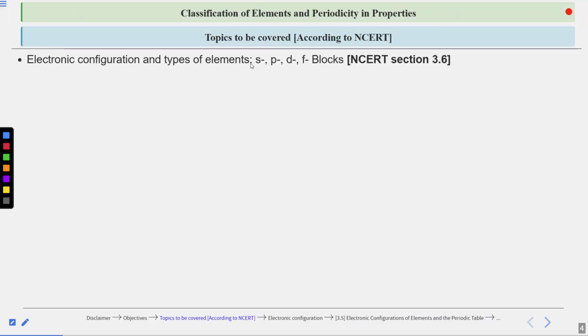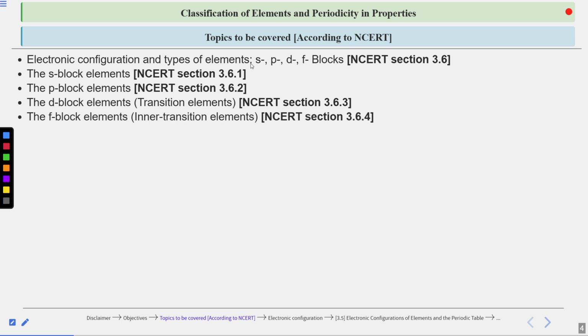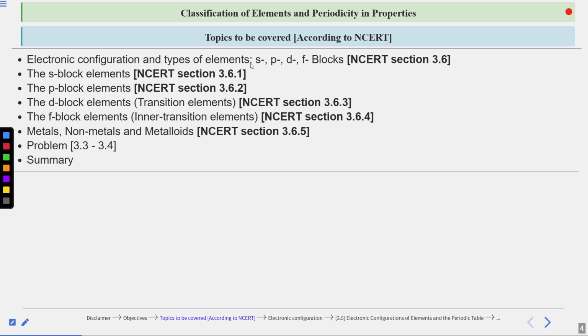If I talk about the subpoints under this section 3.6 of the NCERT, the first would be S block elements, which is 3.6.1, P block elements, D block elements, F block elements. Lastly, we will see the section which includes the metals, non-metals and metalloids. Then we will deal with some problems related to these subtopics and summarize it with a summary.